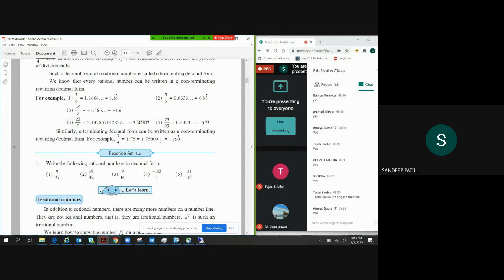1.75 0 0 0 0 0 0. So 0 is repeating here. So we can say that 0 is repeating here.